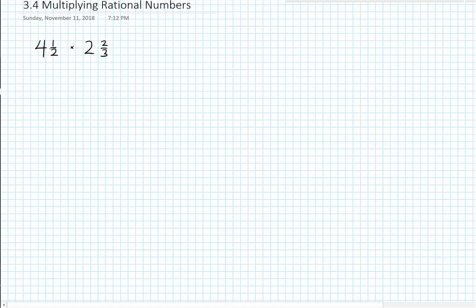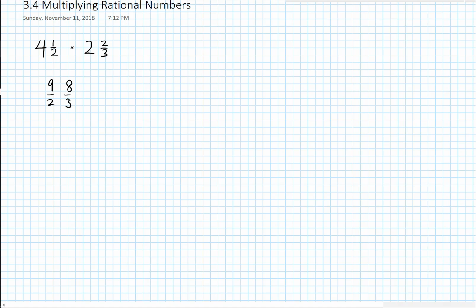You can just simply take the integer part 4, multiply it by the denominator 2, that's 8, and then add the numerator 1, so you get 9. So we have 9 over 2 times, when we do the same for 2 2/3, we get 8 over 3.